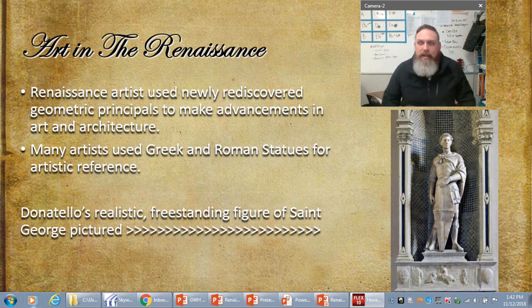So what you're seeing right here is Donatello's figure of Saint George, and it's one of his best known works, one of his masterpieces. He sculpted this using the principles that we just talked about a few minutes ago, by connecting back to what they had seen from the Greeks and the Romans. So all in all, they're using the stuff that they got from Greece and Rome and just making it better. And so it was a pretty good deal.